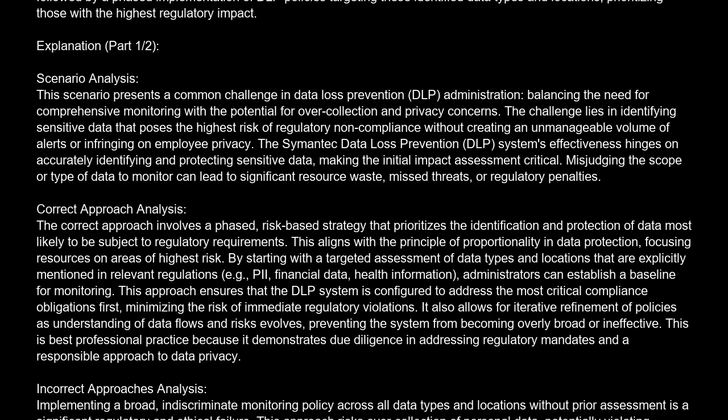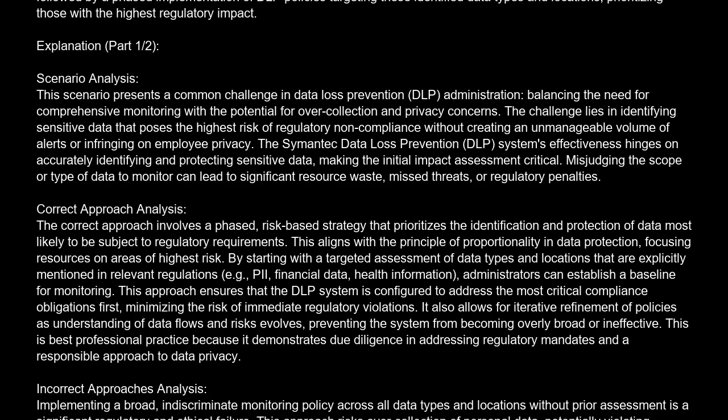This approach ensures that the DLP system is configured to address the most critical compliance obligations first, minimizing the risk of immediate regulatory violations. It also allows for iterative refinement of policies as understanding of data flows and risks evolves, preventing the system from becoming overly broad or ineffective. This is best professional practice because it demonstrates due diligence in addressing regulatory mandates and a responsible approach to data privacy.